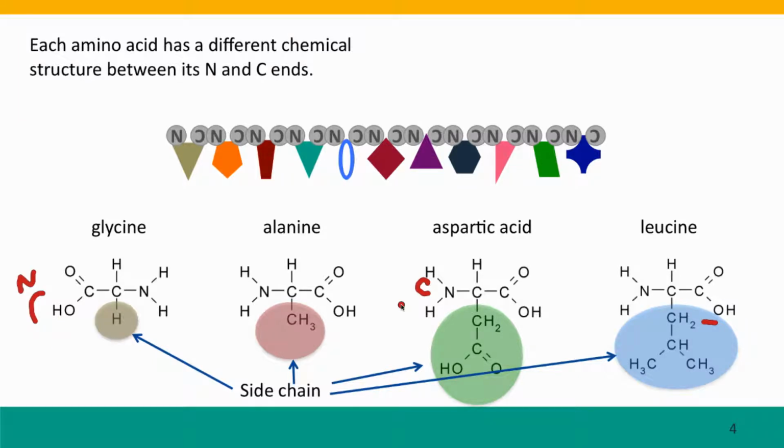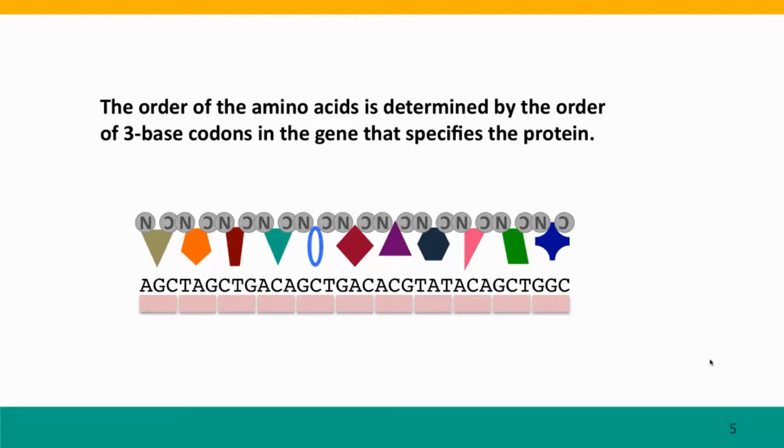Now, each amino acid has a different chemical structure between its N and C ends. This is called its side chain. Here are examples of specific side chains. They can be very simple. Glycine's side chain is just a hydrogen atom, or a little more complicated, or moderately complicated. At their most complicated, amino acid side chains are smaller and less complicated than the bases of DNA. But it's these side chains that give proteins their very complex properties.